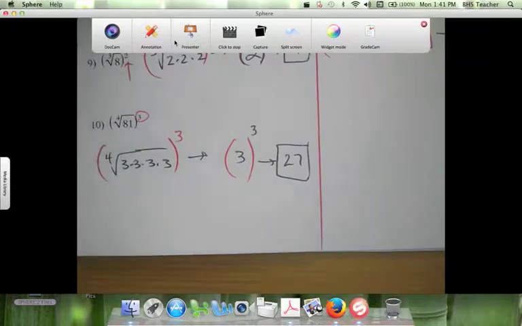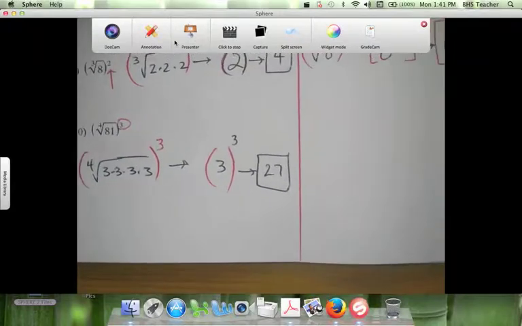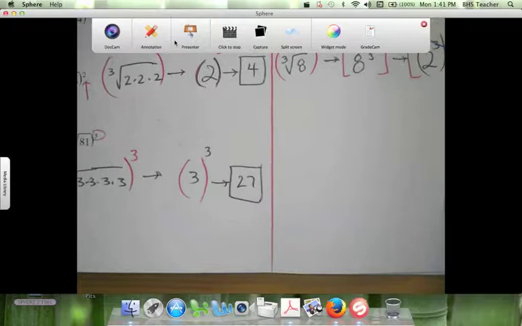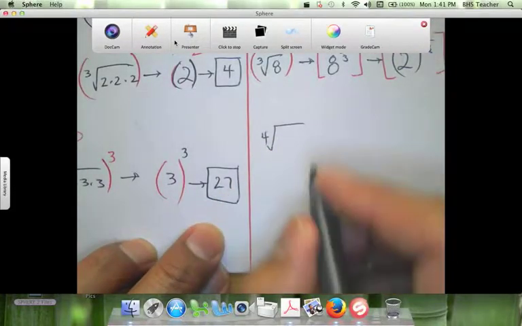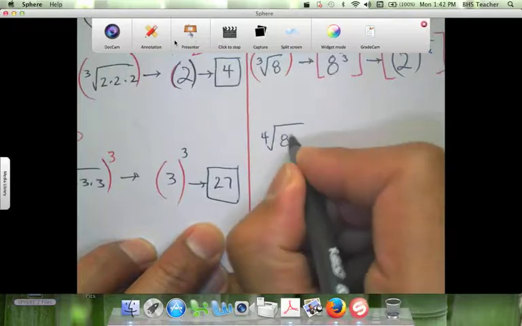Okay, now doing it this way, because this is the way I want you to learn it, and this is the way you're going to show your work. How do you do this with rational exponents? No roots, no radicals, just rational exponents.